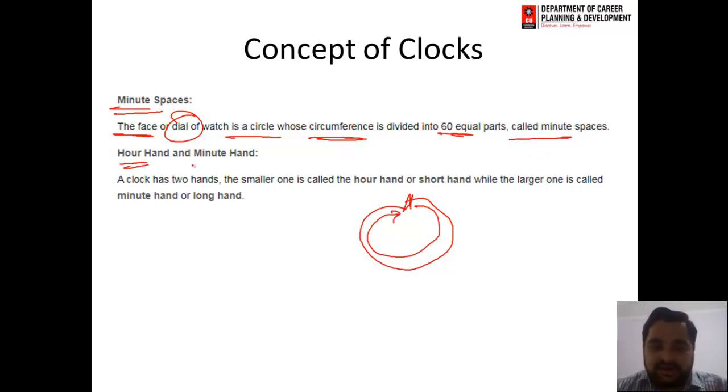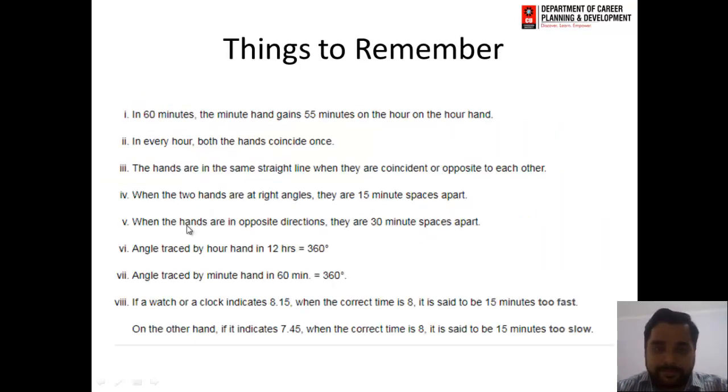Next, we have an hour hand and a minute hand in the clock. A clock has two hands. The smaller hand is considered as the hour hand, while the larger hand is considered as the minute hand or the long hand.